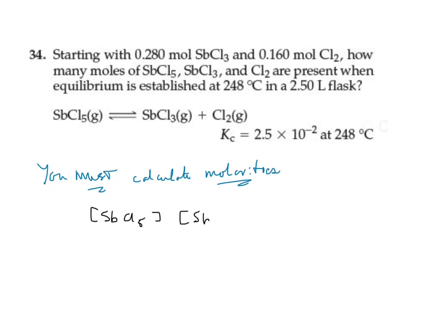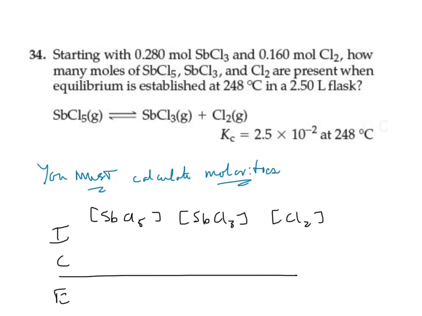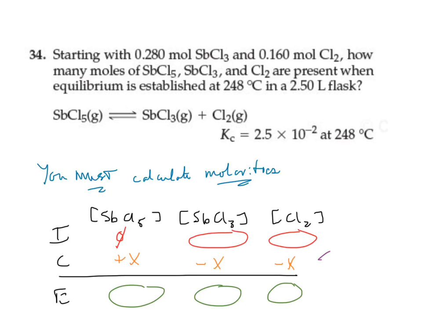Again, you must calculate molarities. In this case, you're given moles and volume again. Find the molarity of everything. Notice in this case you don't have any of the reactant. The SbCl5 is 0. The coefficients are all 1, which is kind of nice. So you have a plus x, a minus x, and a minus x. Go ahead and get your equilibrium concentrations in terms of x, and then same as the previous problem.